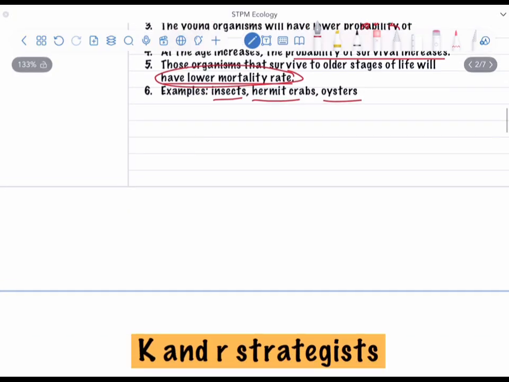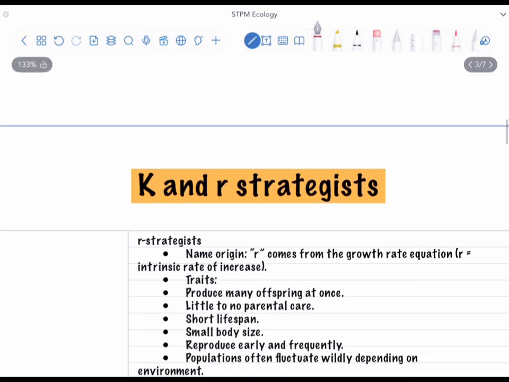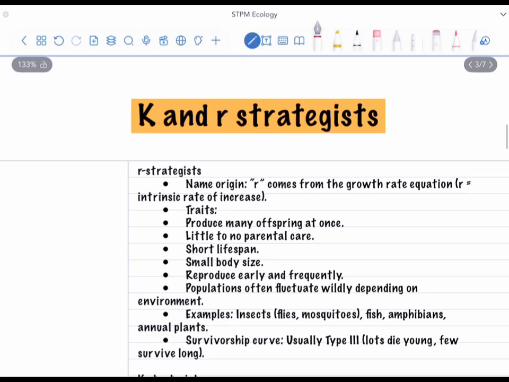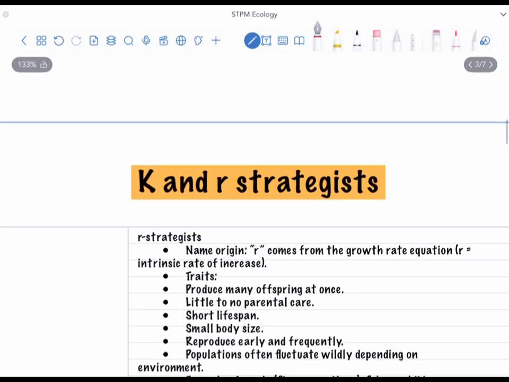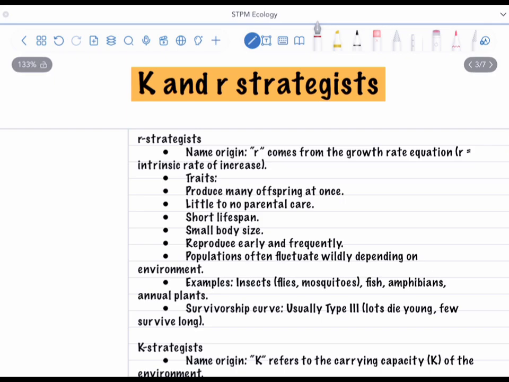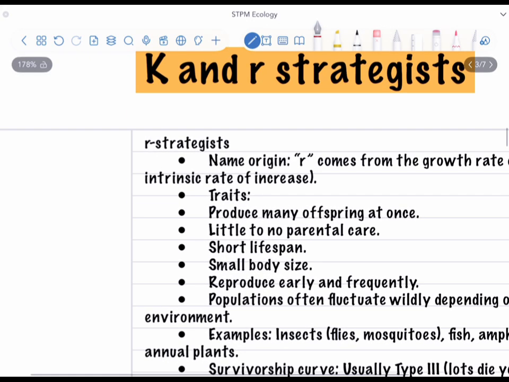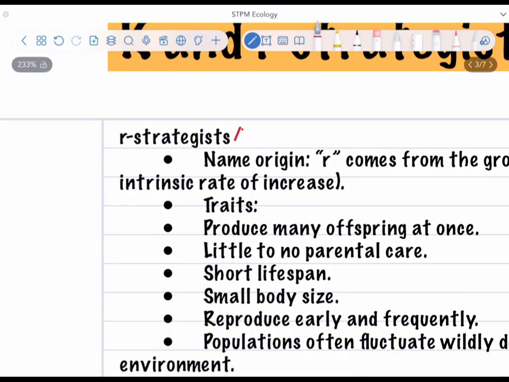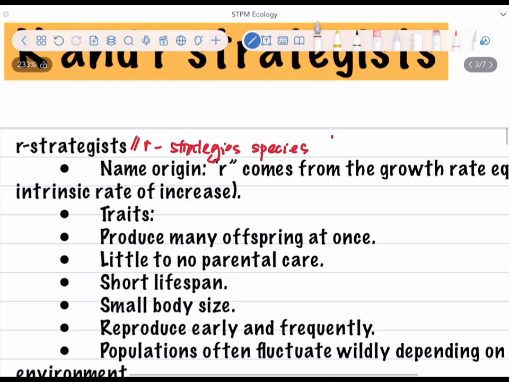So next, I am going to introduce you to the K and R strategies. These K and R strategies are related to the above survivorship, which is either type 1 or type 3. First of all, the R strategies, which we can also call R strategies species. It has many other names, or R selected species. All these are referring to the same thing.